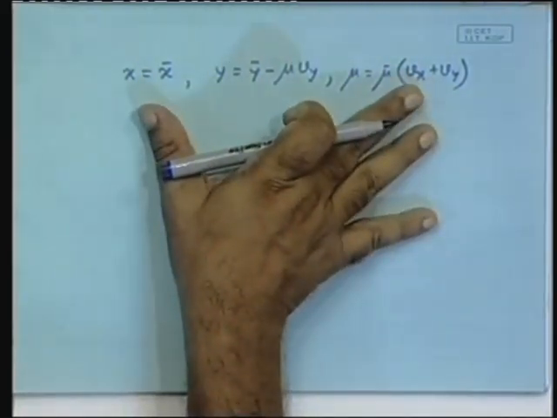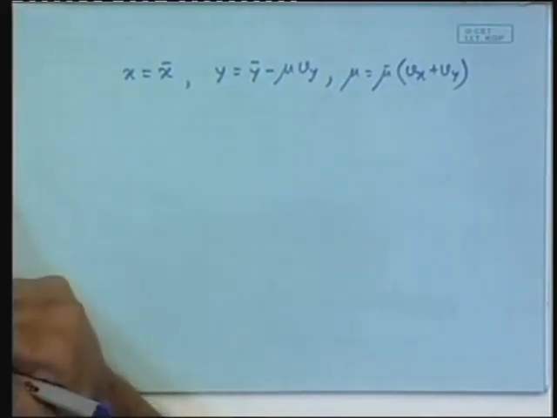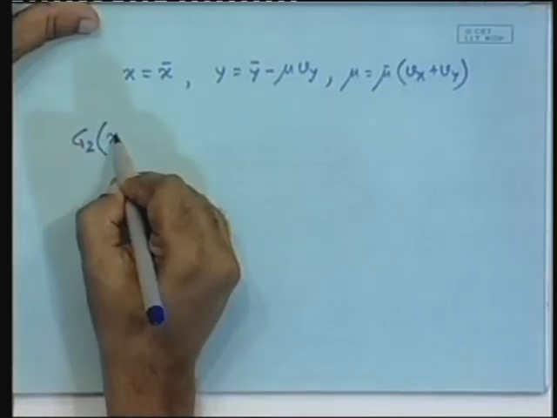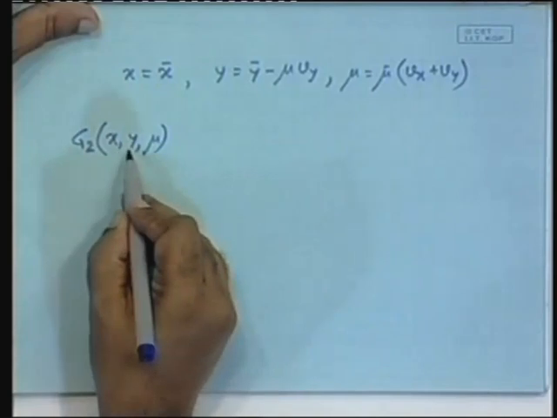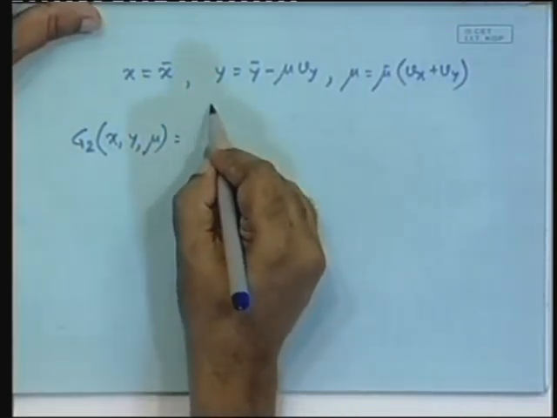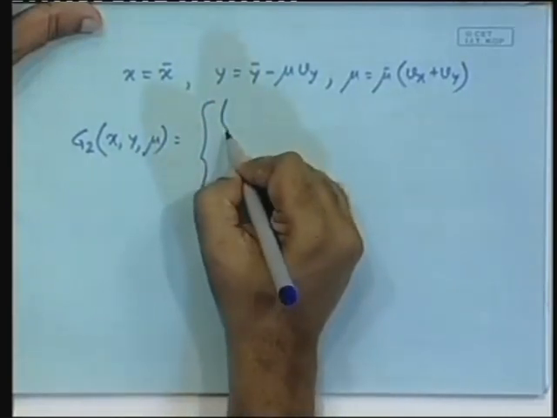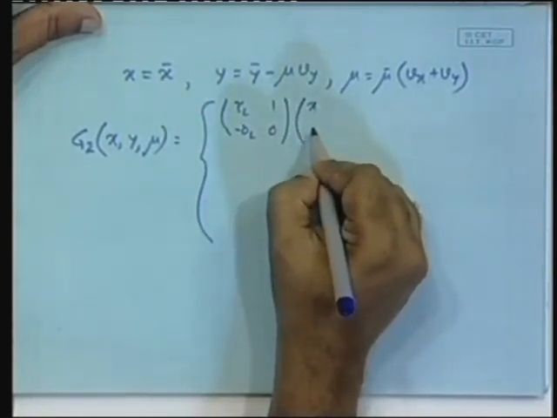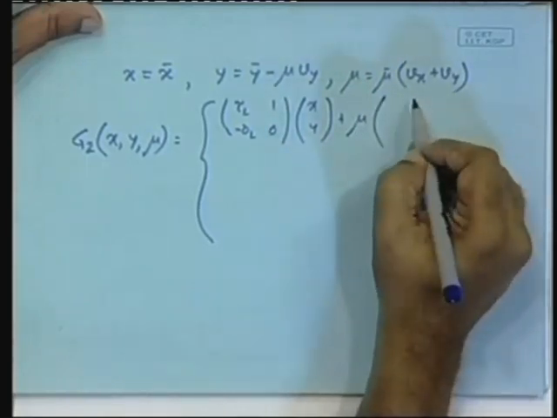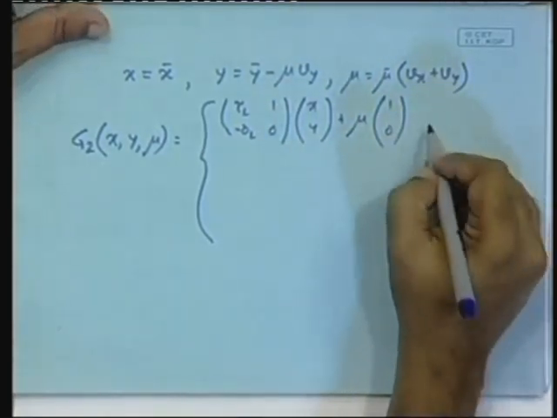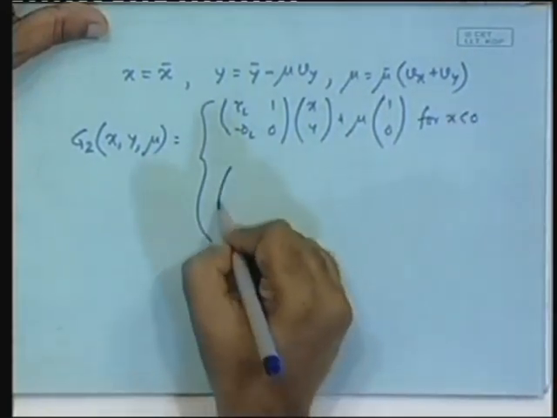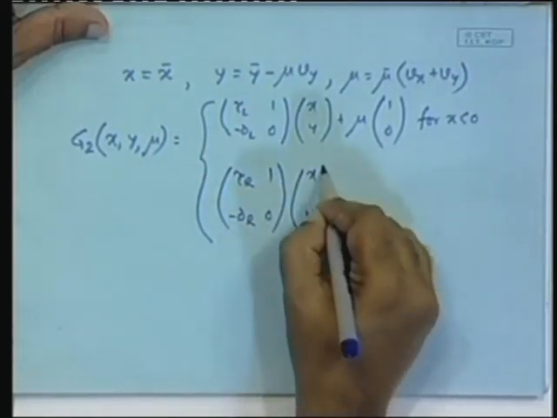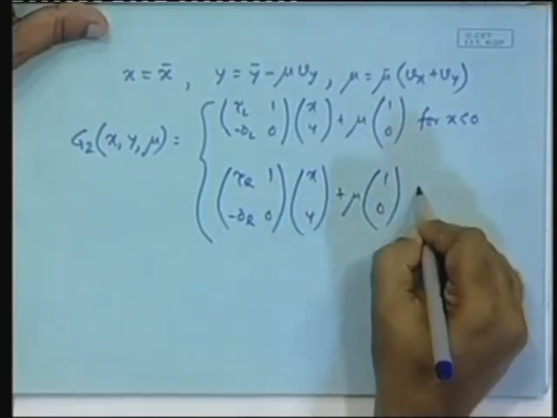If we make this coordinate transformation, then we have x, y and mu. In that case, your map will finally be written as x, y as the coordinates and mu is the parameter, is equal to tau L 1 minus delta L 0 x, y plus mu, then this is 1, 0 for x less than 0, and tau R 1 minus delta R 0 x, y plus mu for x greater than 0.